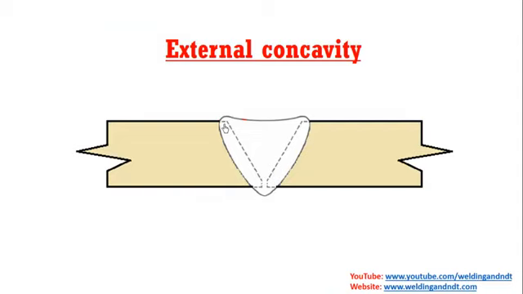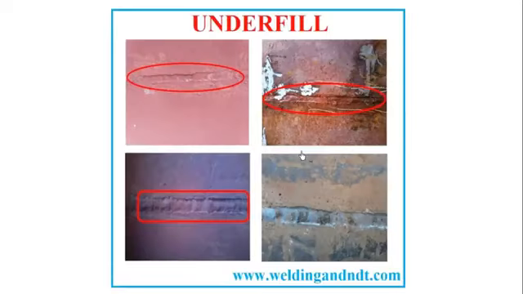Underfill is when the weld metal remains below the parent metal. Normally welding should go above the parent metal, but when the welding is below the parent metal, that is called underfill. And underfill will also look like this only, meaning the entire weld will look very dark.